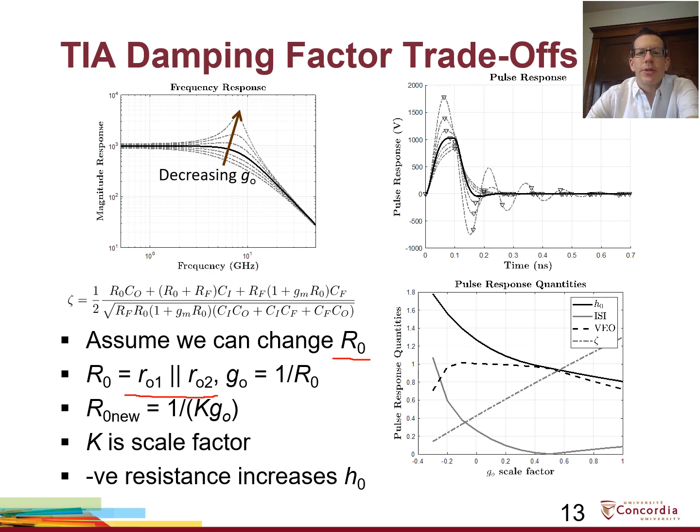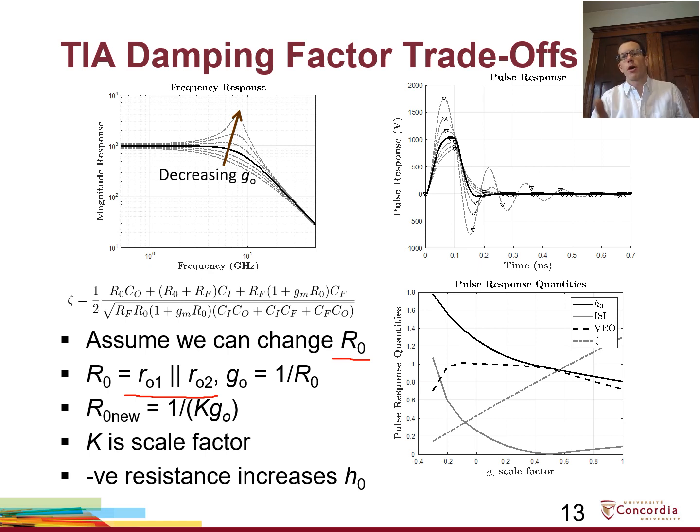As we decrease the output conductance, we get wider bandwidth, but more peaking, similar properties to the theoretical second order transfer function, except the transfer function is a little bit different, but we still get a higher main cursor and more ringing. The figure on the bottom right summarizes this, where we are scaling the output conductance.